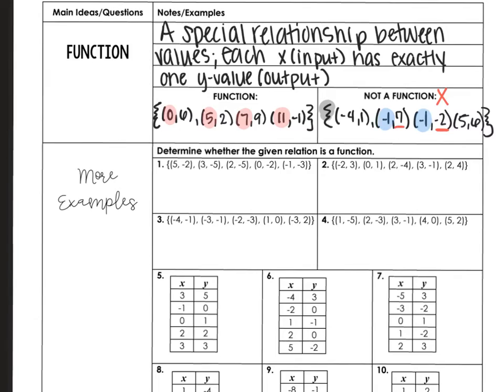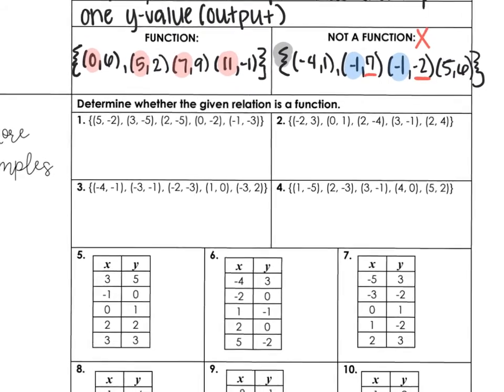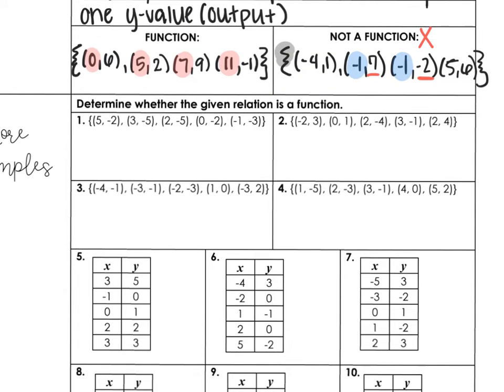So let's look at the first 4 questions. Let's determine whether or not this is a function or not. So just remember, when we write ordered pairs, it always goes x, y. So let's see if any of our x's repeat. So we have 5, 3, 2, 0, -1. Did any of our x's repeat? They're all different. That means that this is a function.